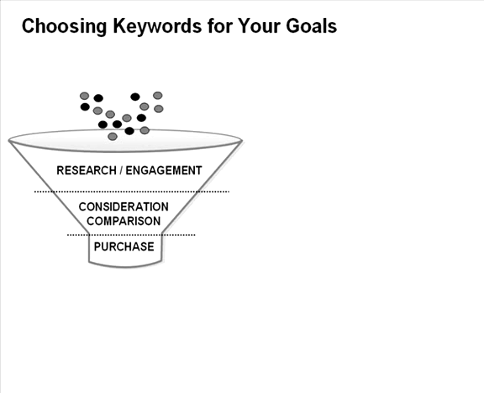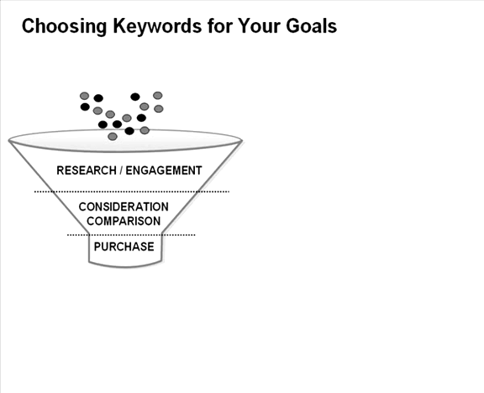Another good thing to think about is, where are your users in the buying process, and how can I capture them all through the cycle? Here we see a funnel with 3 different segments: research and engagement, consideration and comparison, and purchase. So what you want to do is align keywords to each stage of the cycle to draw users wherever they are in their thought process when they're searching for products that you have to offer.